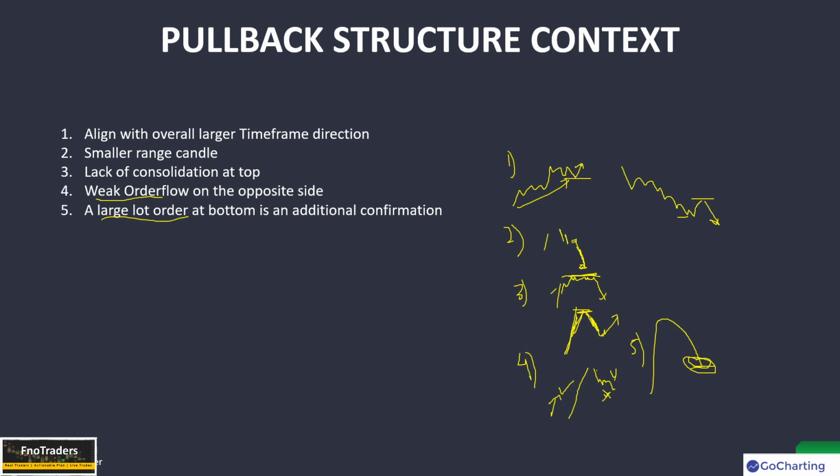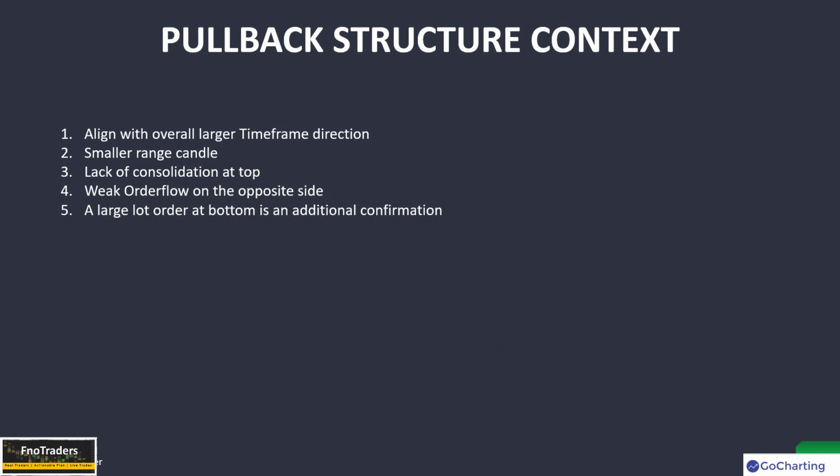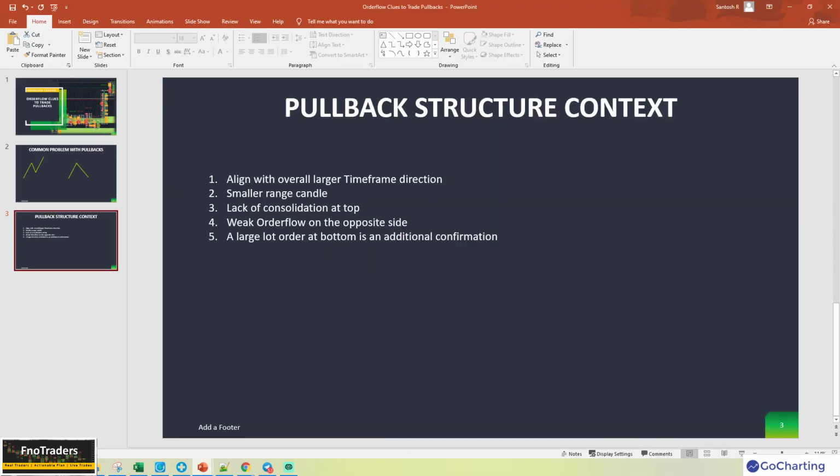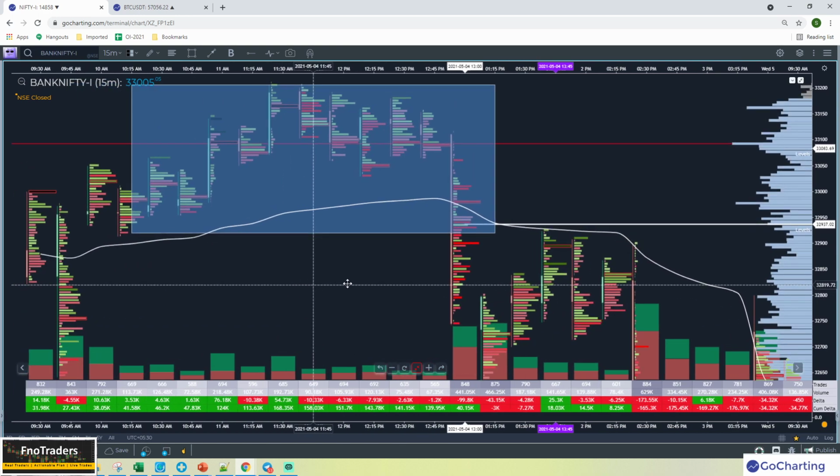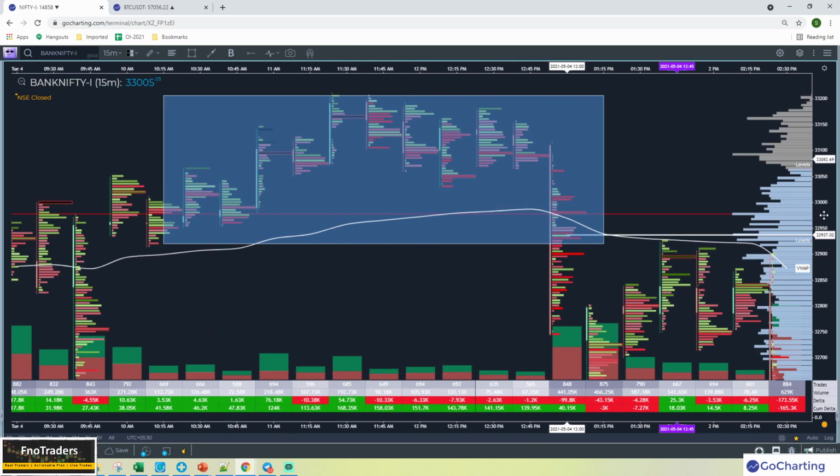I'll quickly also share a couple of chart observations for that. Just a second. So let's look at this. This is a Bank Nifty 15-minute chart. We'll look at a couple of days of information.